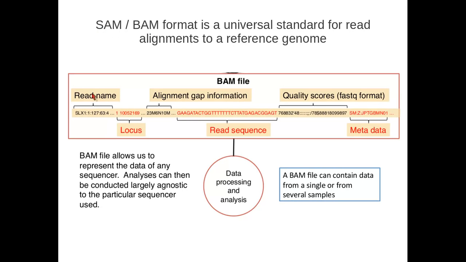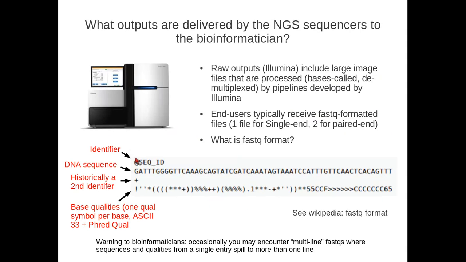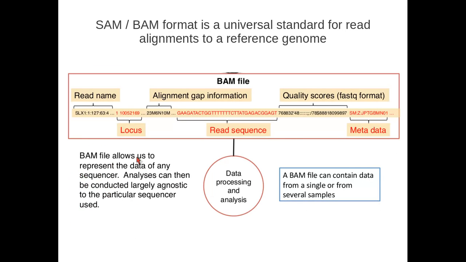So SAM is the raw text, which we're looking at here. It's tab delimited, with columns of data. On the leftmost column, column 1 is the read name. That typically comes directly from the sequence identifier here in the FASTQ file. Here we've aligned it to the reference genome, and the purpose of the BAM is to store information about how that read aligns to the genome.